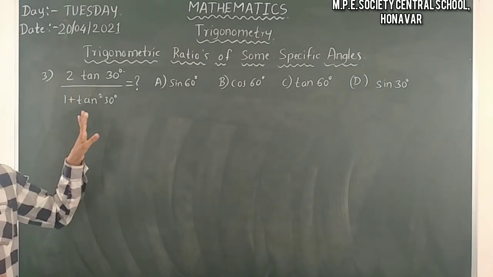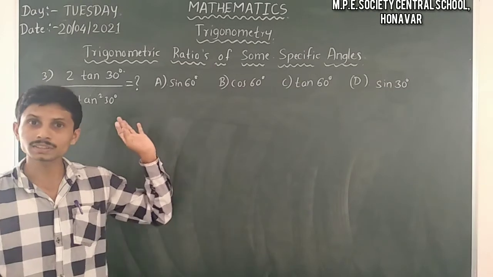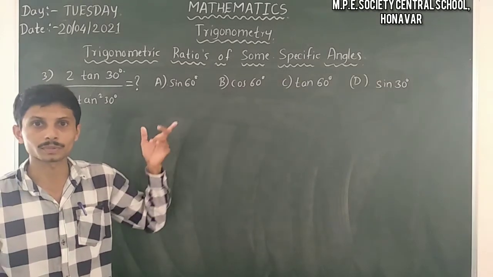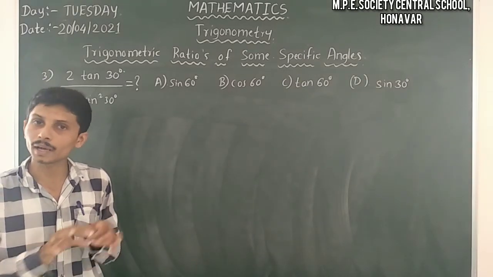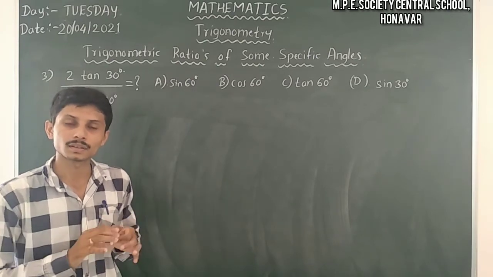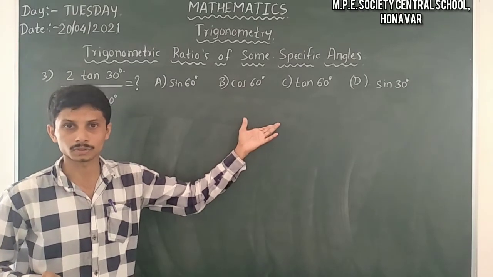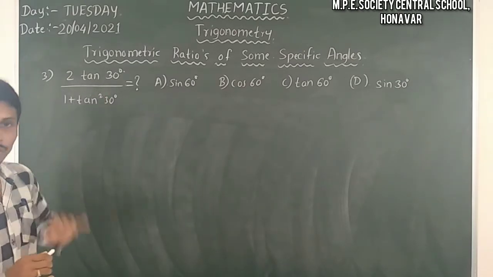So the answer is given symbolically, and there are 4 options. We have to choose from them. But here just observe, we have to find the answer and see which option it matches. So firstly, solve this one.